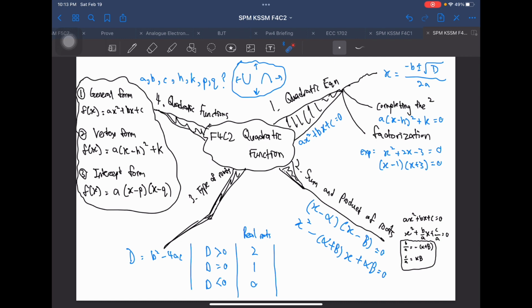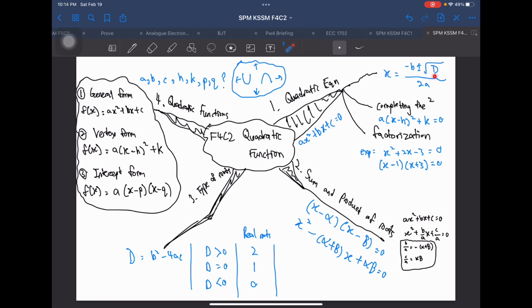Normally a quadratic equation can be written in this form: ax squared plus bx plus c equals 0. In general, there are three ways to solve a quadratic equation. The first way is using the formula method, where x is equal to negative b plus minus the square root of the discriminant, divided by 2a.